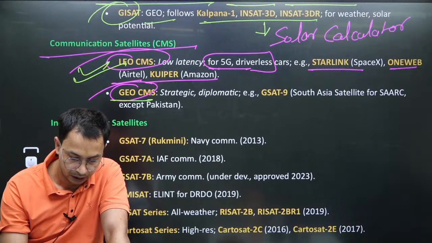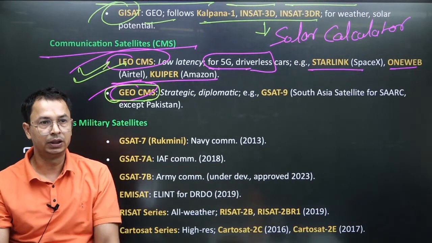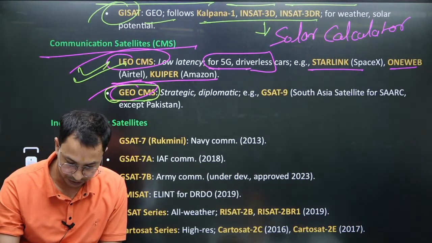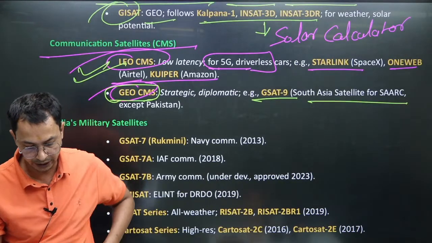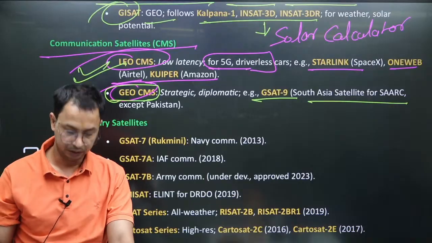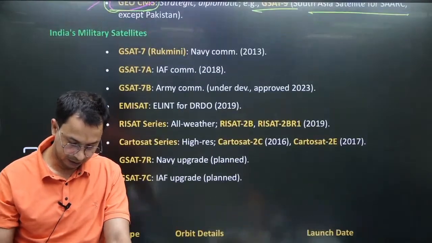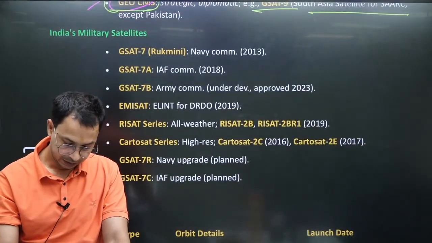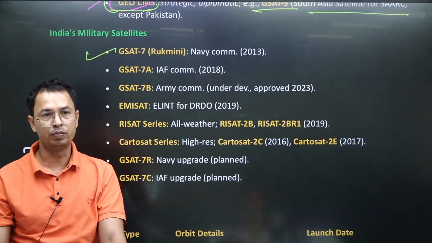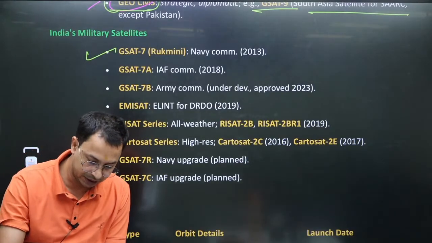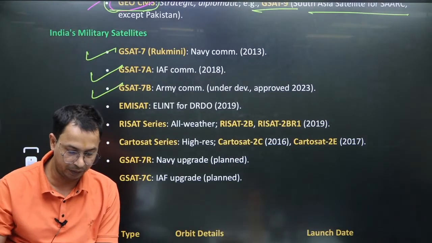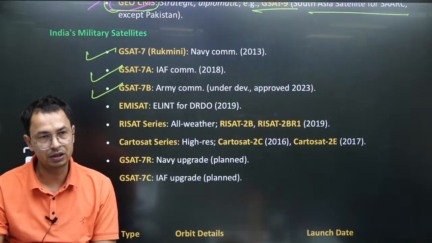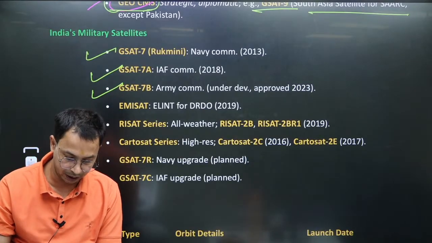Then GEO. In the GEO, we have the communication satellite. In the GEO, we have GSAT-9, the South Asian satellite, for the entire SAARC except Pakistan. Then there are some different military satellites, GSAT-7, that is Rukmani, dedicated to the Navy, GSAT-7A dedicated to the Indian Air Force, then GSAT-7B, it is under construction, it will be dedicated to the Indian Army.